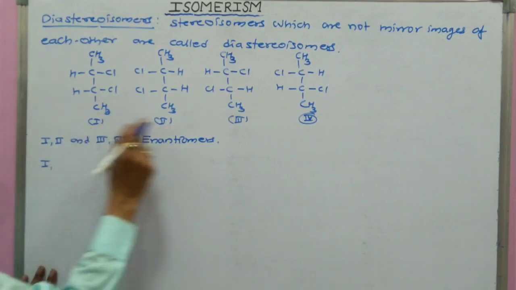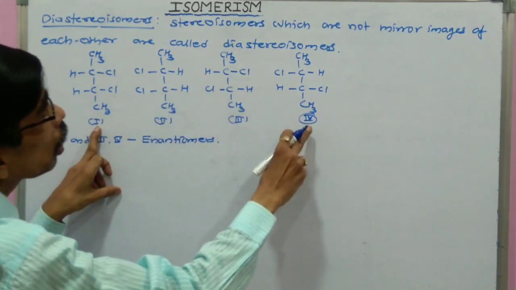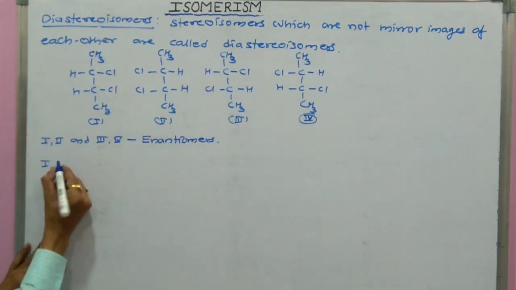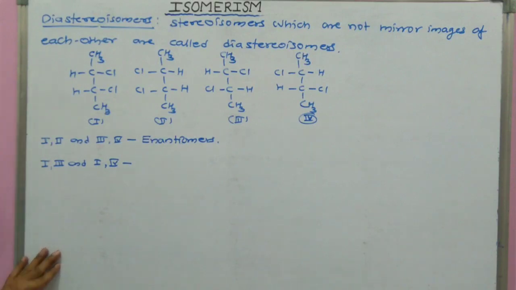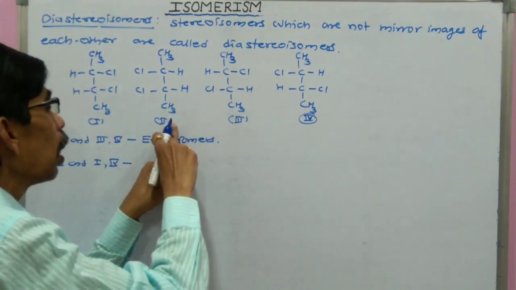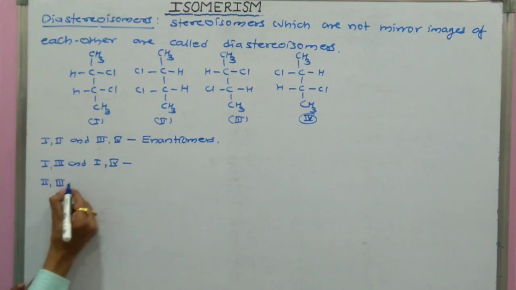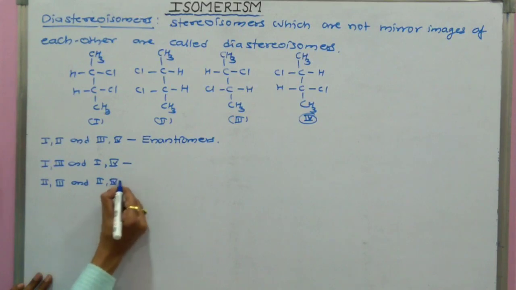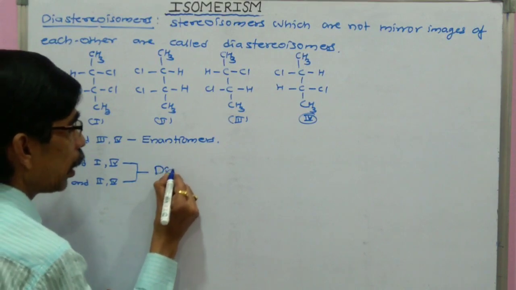Now comparing the first structure with the third: the first is not a mirror image of the third. Similarly, the first is not a mirror image of the fourth. The second is not a mirror image of the third, nor of the fourth. So first and third, first and fourth, second and third, and second and fourth are not mirror images of each other. Therefore, these are called diastereoisomers.